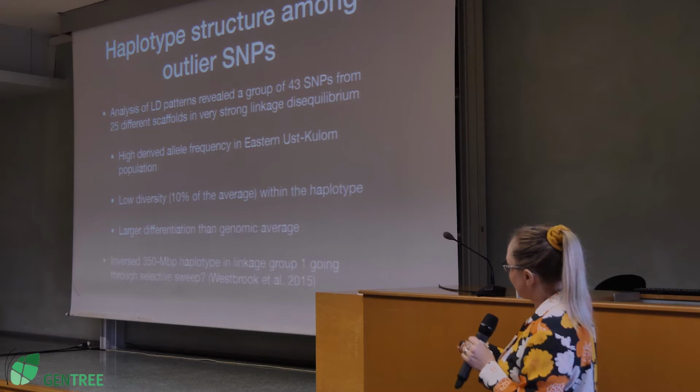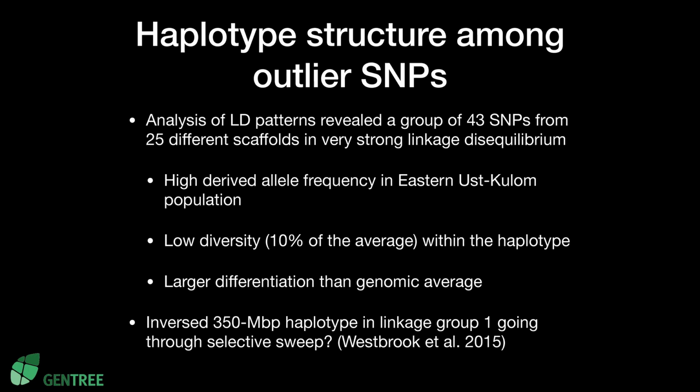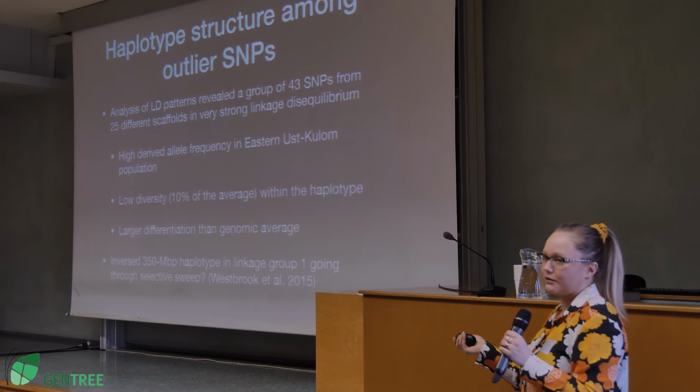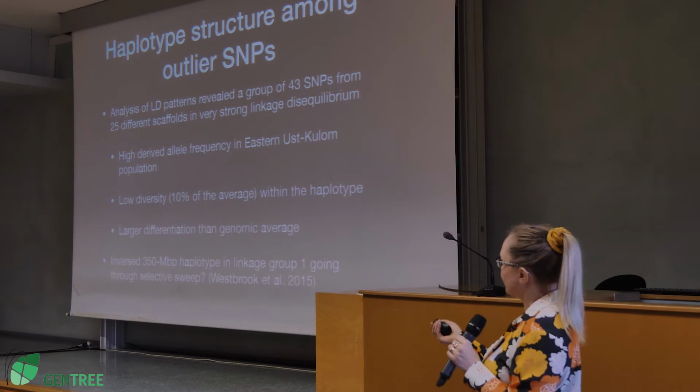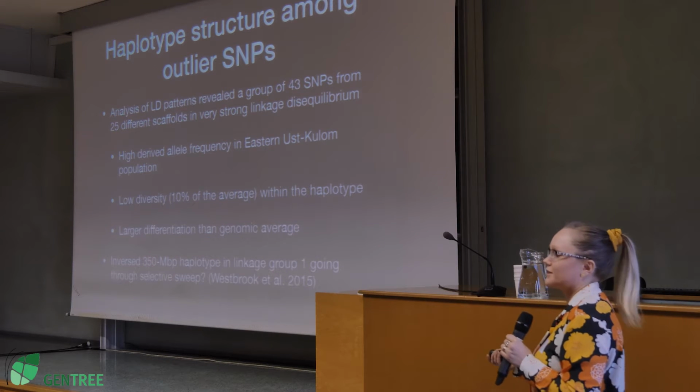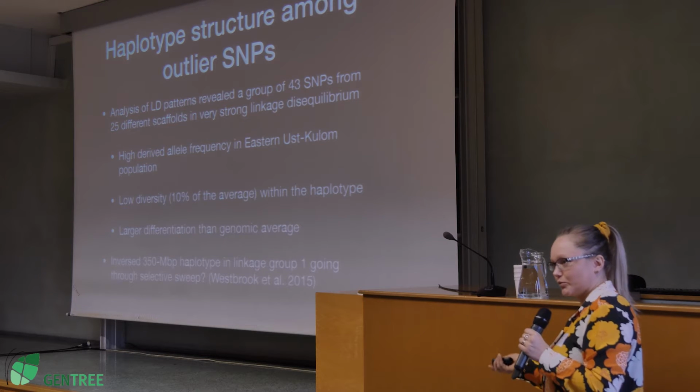There are many potential explanations for this phenomenon, but we think the most likely explanation is that there could be an inverted part of the genome in linkage group 1 in this Westbrook et al. Pinus taeda map, because almost all these 43 SNPs that we can put on the map go to the same linkage group. And we think it might be a very big chunk of the genome that is going through a selective sweep in a subset of populations.